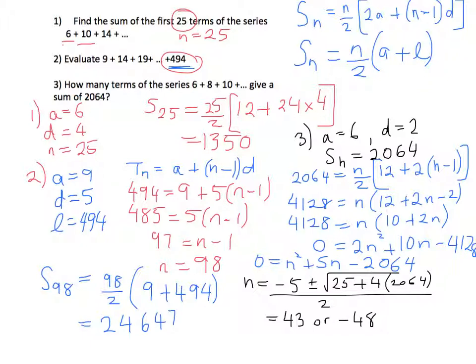So n's got to be an integer. They're both integers, but we can't have a negative 48th term. It's going to start at 1, the first term. The second term is n equals 2. So n has got to be greater than 0. So that means n equals 43. So that means we have 43 terms in this series that have a sum of 2064.